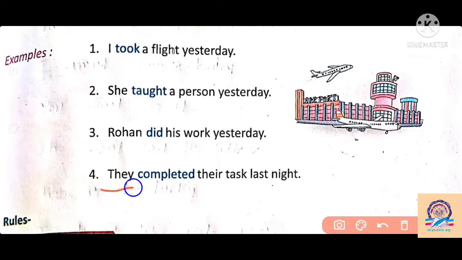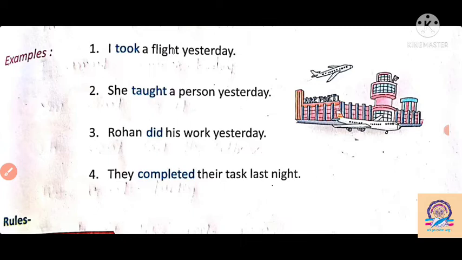Then, they completed their task last night. Last night shows that the sentence is in the simple past tense. So last night indicates the sentence is in the past tense, as well as completed. Complete changes into completed in the simple past tense.